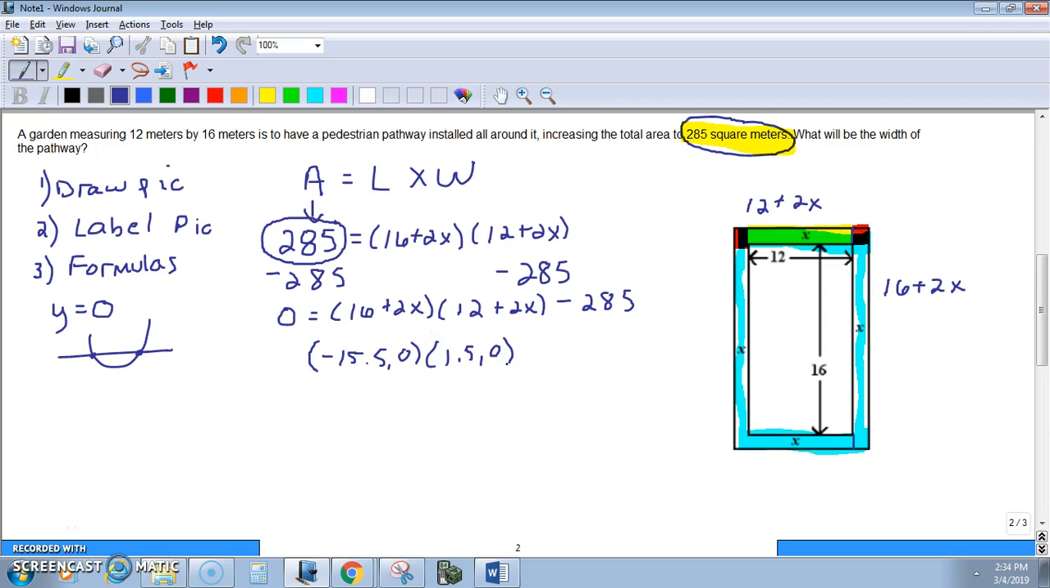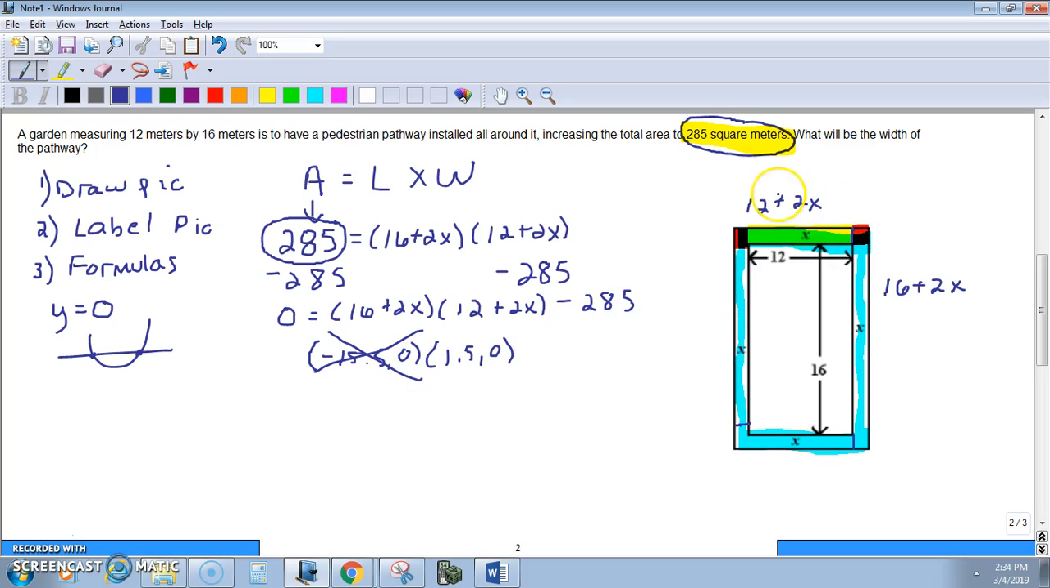Now here's the deal. There's only going to be one answer for this. You need to use your common sense. Is our x going to be -15.5? What are we trying to find? We're trying to find how wide this walkway is. -15.5 doesn't mean anything in this situation. So even though it is a solution, it is not a solution that we're going to be able to use.